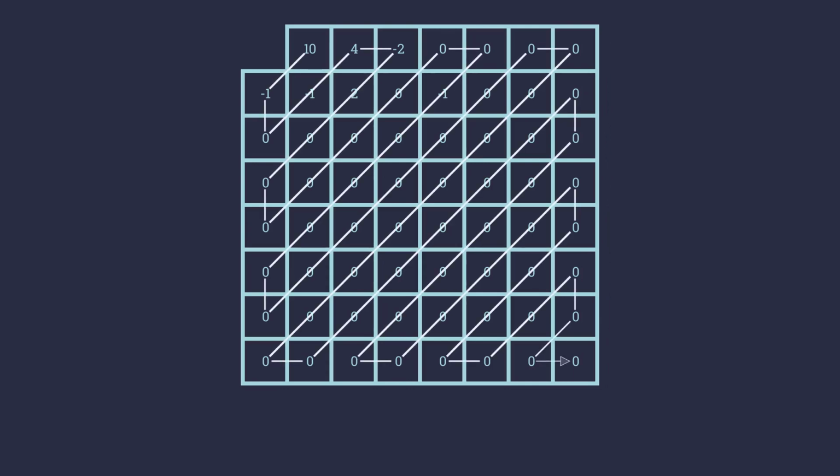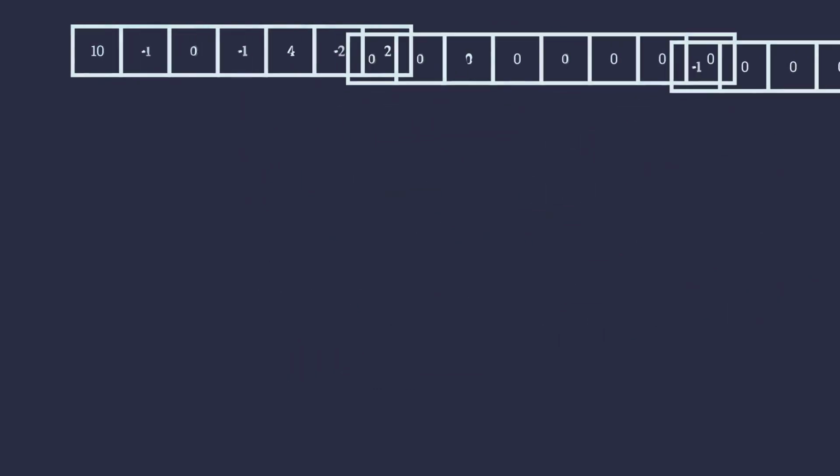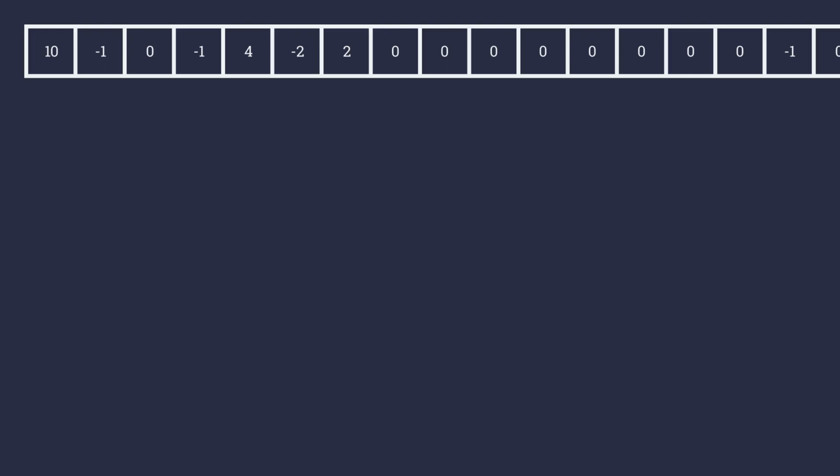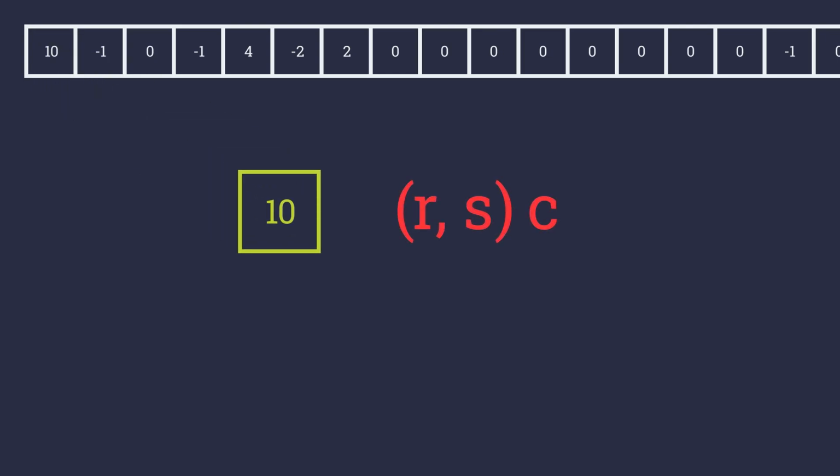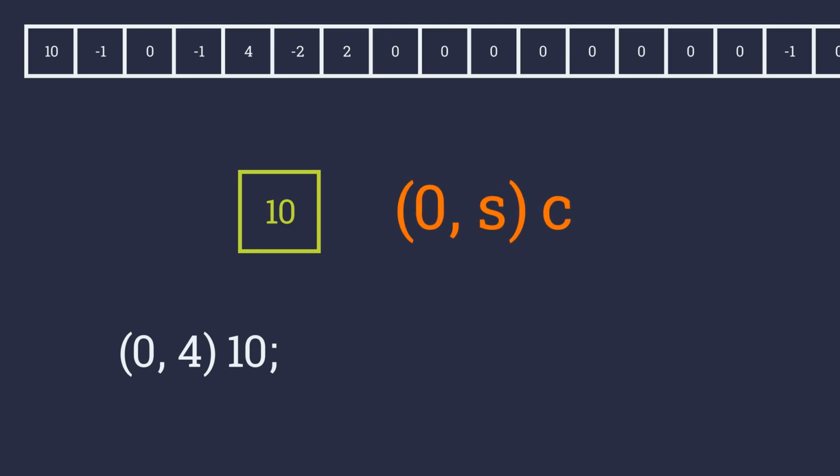We run the zigzag traverser and arrange everything into an array. Now comes the fun part. We convert the number into its R, S and C form. So as an example, the number 10 over here is encoded as 0, 4, 10. This means no zeros precede 10. We need 4 bits to represent 10 and finally the number 10 itself. Doing this for all the non-zero coefficients gives us this.